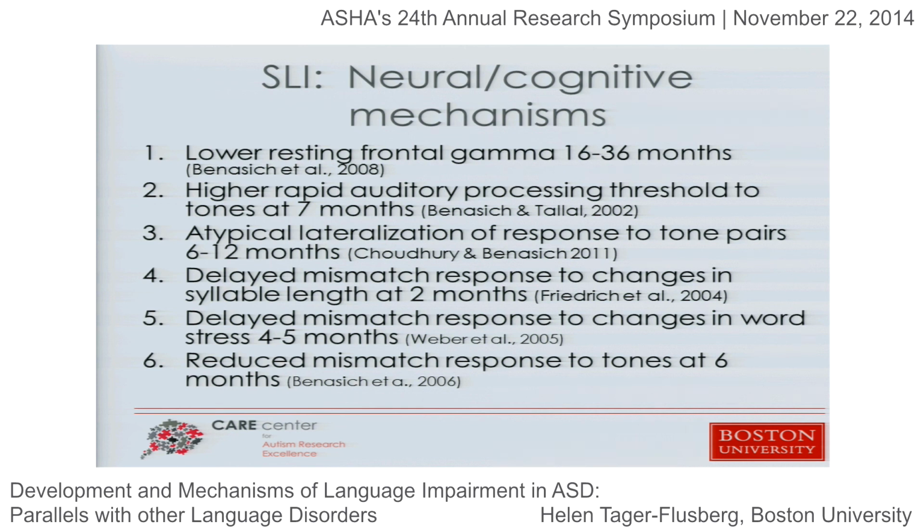Higher rapid auditory processing threshold to tones at 7 months, atypical lateralization of response to tone pairs at 6 to 12 months, delayed mismatch responses to changes in syllable length at 2 months, and that comes out of a study in Holland, delayed mismatch response to changes in word stress at 4 to 5 months, and reduced mismatch responses to tones at 6 months. So what can we draw as conclusions from here? Well, this doesn't quite capture the kinds of things that we looked at in the kids with autism. Okay, we're not really doing the same things.